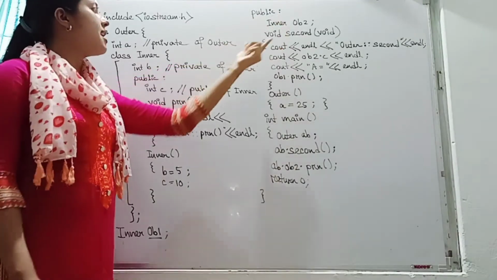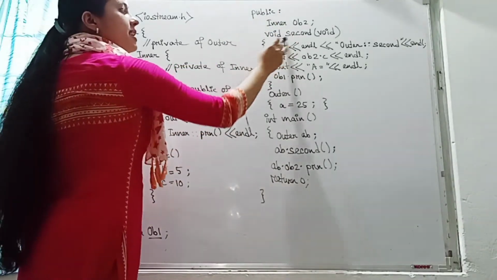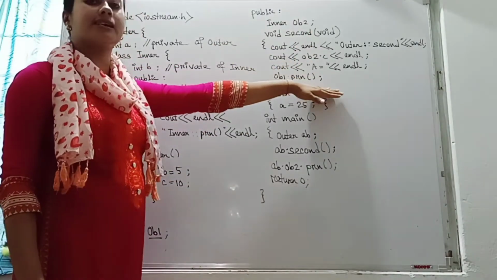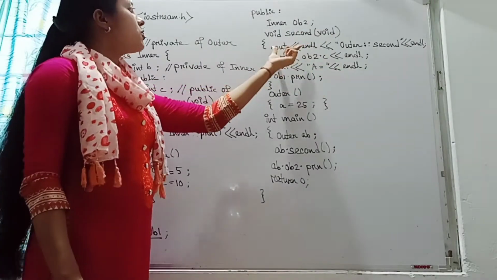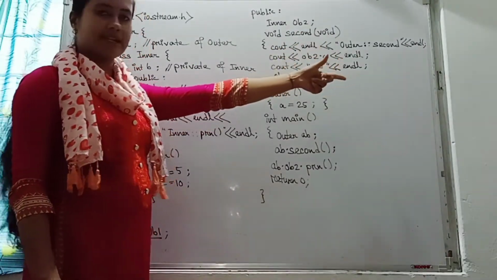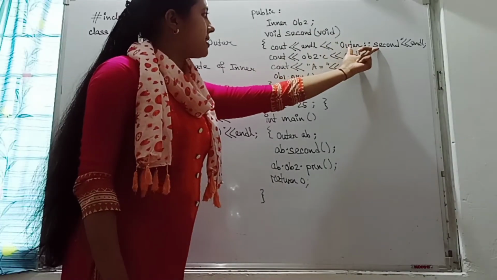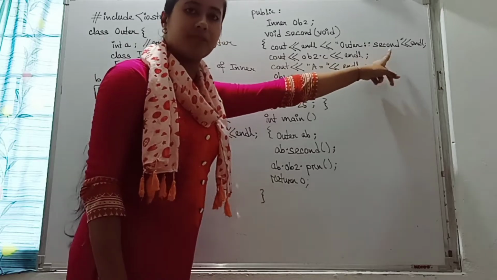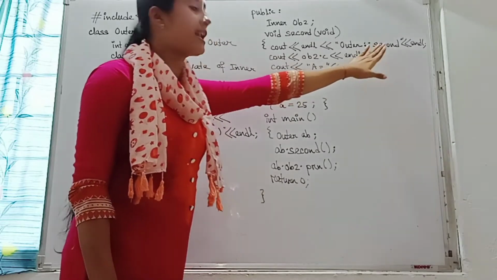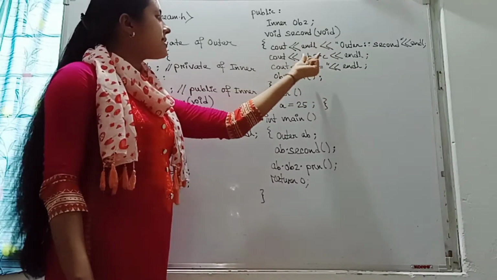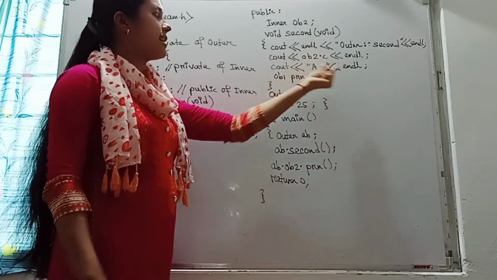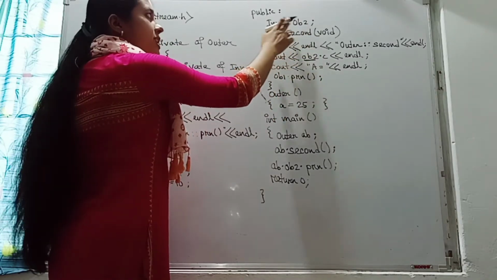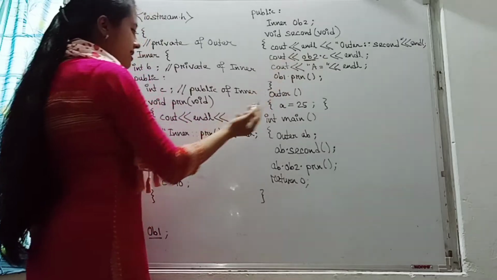One was under the private section of the outer class, and another object is under the public section of the outer class. Now you see inside this one we have declared this function, void second. Inside this function, what is it printing? cout endl means it will go to the next line and print this particular statement, outer, then scope resolution operator, then second, and again it will go to the next line. Next, ob2.c means this particular object, which is the object of the inner class, will access the value c.